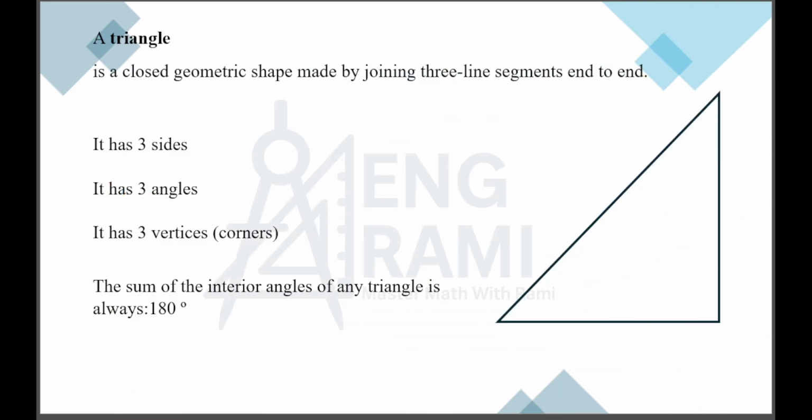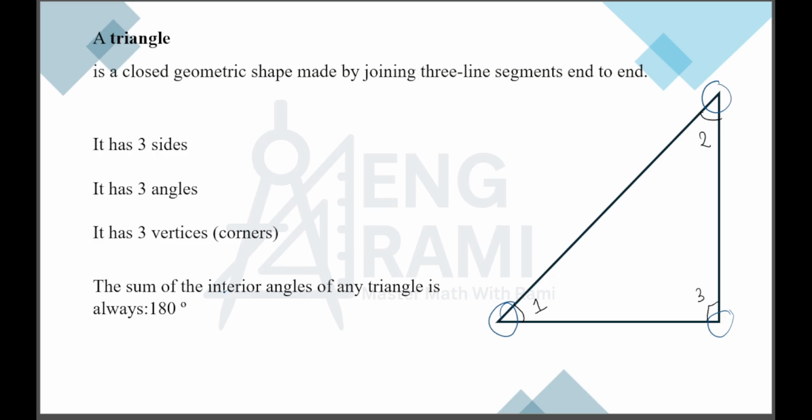A triangle. A triangle is a closed geometric shape made by joining three line segments end to end. It has three sides. This is side 1, 2 and 3. It has three angles. This is angle 1, this is angle 2 and this is angle 3. It has three vertices or corners. This is corner 1, and this is 2 and 3.